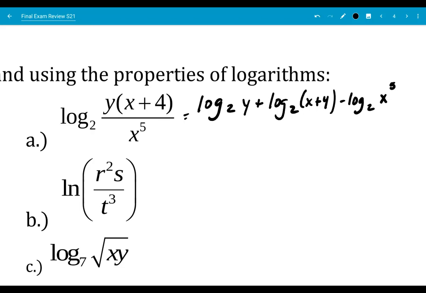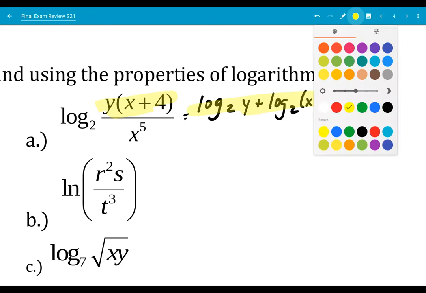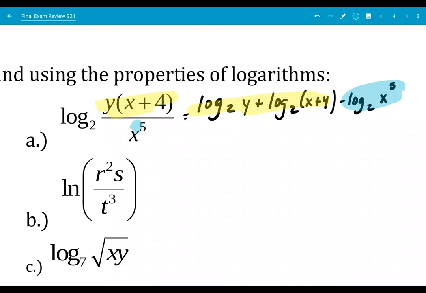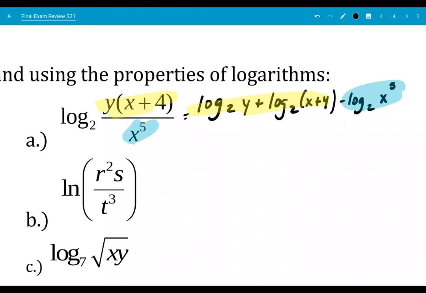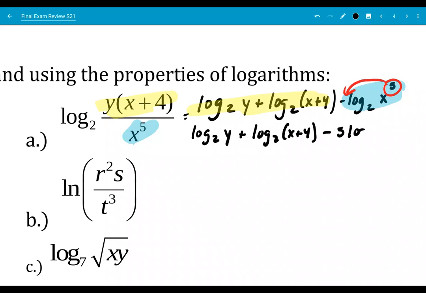This is just me breaking apart the multiplication. So just keep track of what I was doing: this was my numerator, and this was my denominator. But now what I have to do is move this exponent and make it a coefficient, and then I'll be done. So this is going to become log base 2 of y plus log base 2 of x plus 4 minus 5 log base 2 of x.